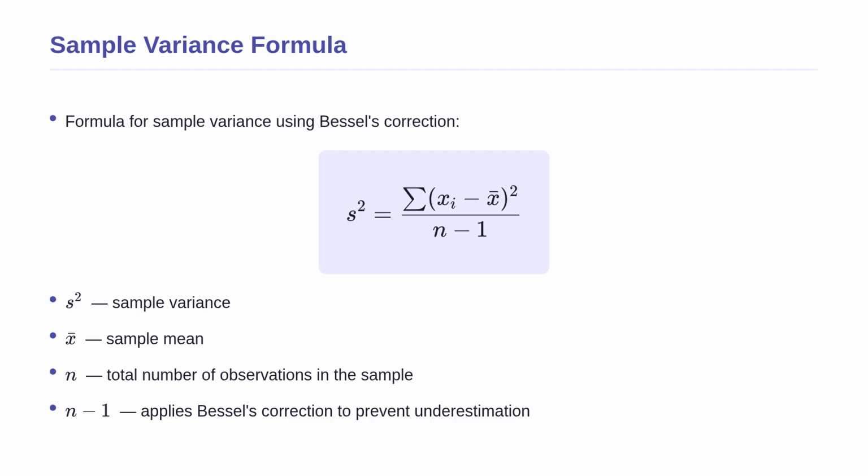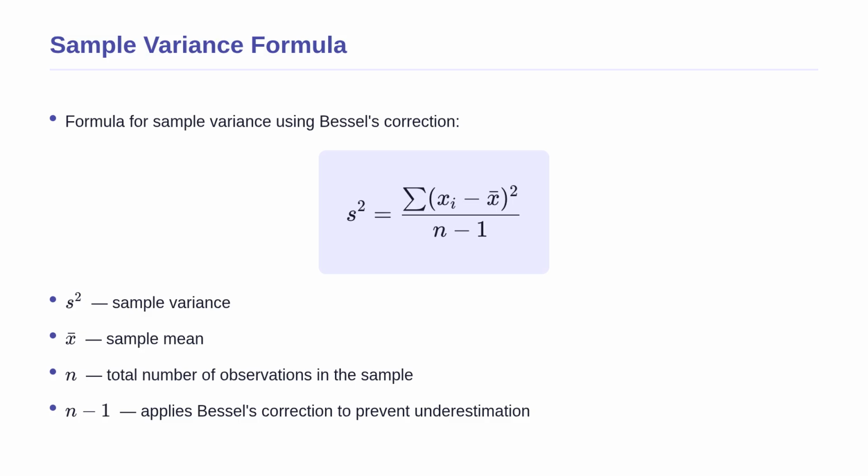Since we usually work with samples, we must adjust our previous formula. This brings us to the sample variance formula, which includes a special mathematical adjustment called Bessel's correction. Here, the symbol s squared represents the sample variance, and x bar represents the sample mean. The most important change is in the denominator, where we divide by n-1 instead of just n, with n being the total number of observations in our sample.